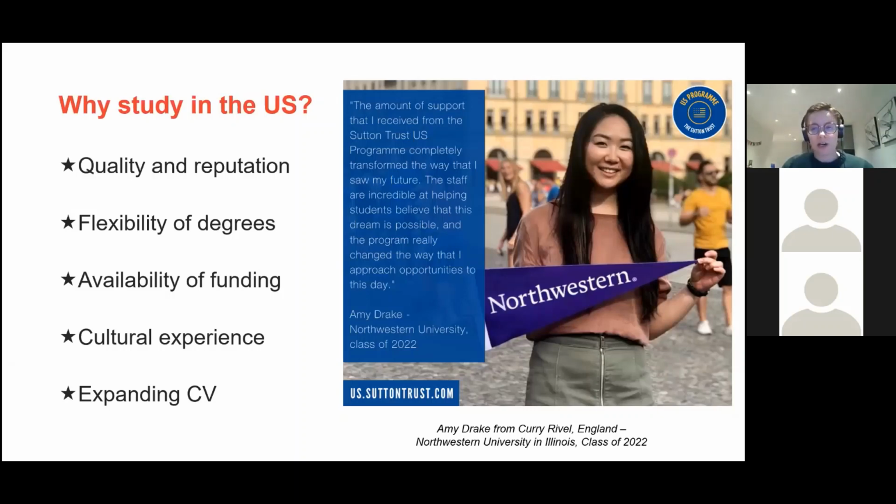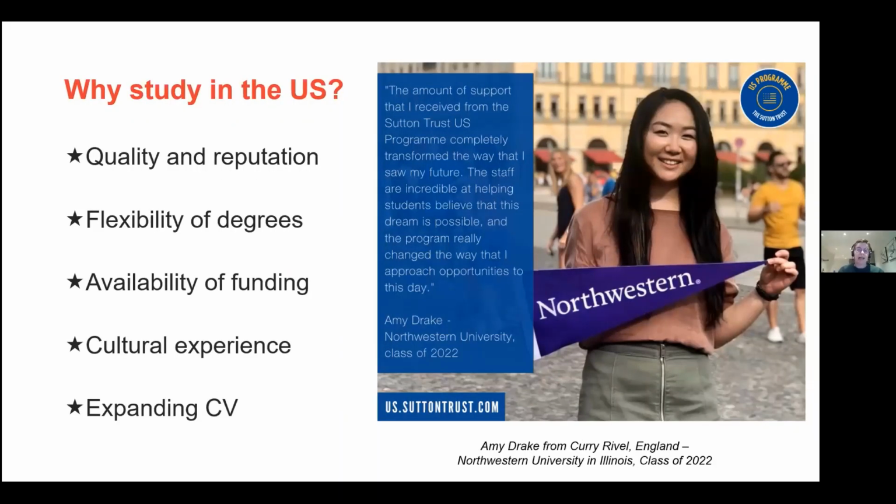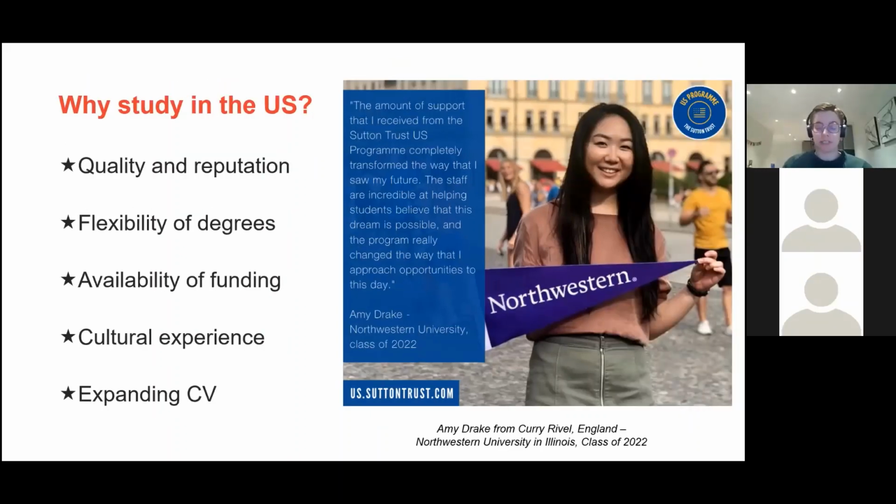And of course, there is also going to be the availability of funding, which naturally is a concern of a lot of our applicants. So undergraduate scholarships are going to be offered to students based on merit, extracurricular achievement, financial need, and other personal characteristics. And if you look hard enough, you can select your universities carefully and have a better chance of receiving funding for your studies, which the Sutton Trust US program will also provide assistance with.